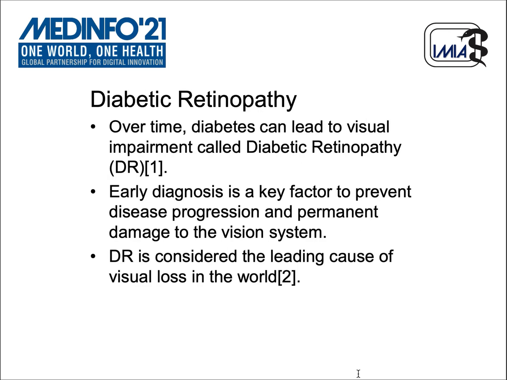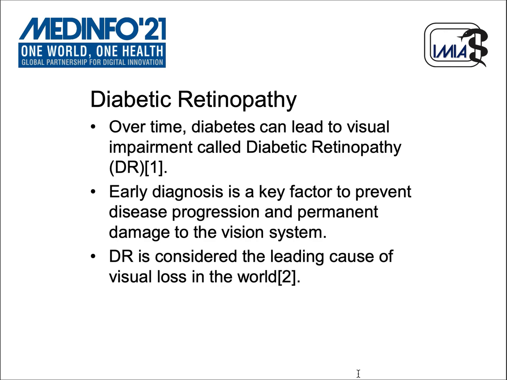Diabetes mellitus, also known as diabetes, consists of a heterogeneous group of metabolic disorders mainly caused by the presence of high blood glucose levels. Over time, diabetes can lead to a visual impairment called diabetic retinopathy, which is a degenerative eye disease that progressively damages the retina. Therefore, early diagnosis is a key factor in order to prevent the disease progression and permanent damage to the vision system.